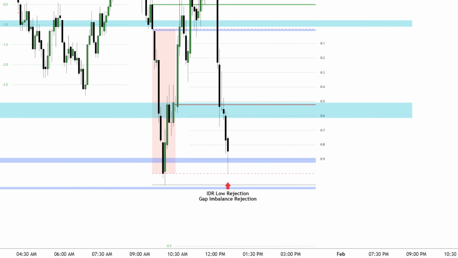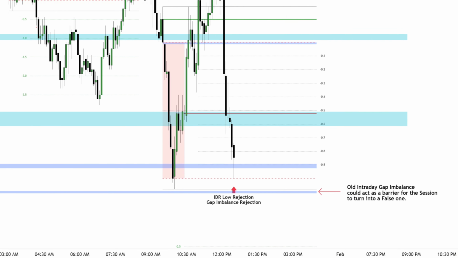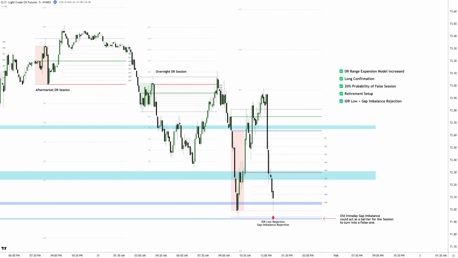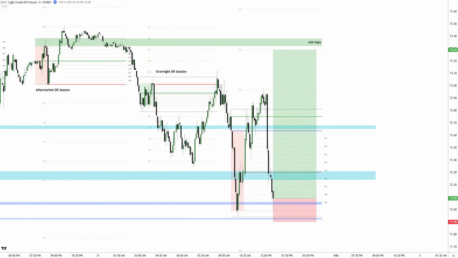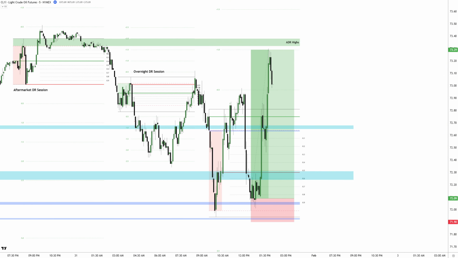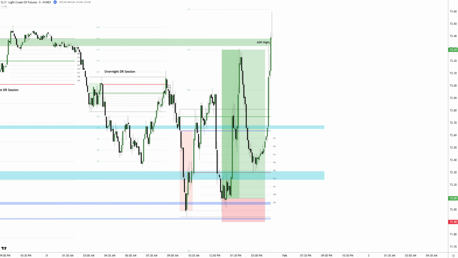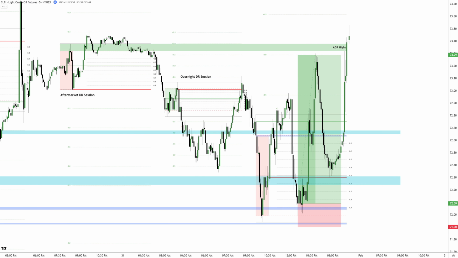A rejection from the IDR low and an intraday gap imbalance provided an ideal second entry. Given that only a 20% chance remained for the session to turn into a false one, and with an intraday gap imbalance sitting just below the defining range acting as a possible barrier, this setup offered a high probability trade. No need to aim for extreme levels. Targeting the one standard deviation level sitting just below the ADR highs already provided an excellent risk to reward opportunity.